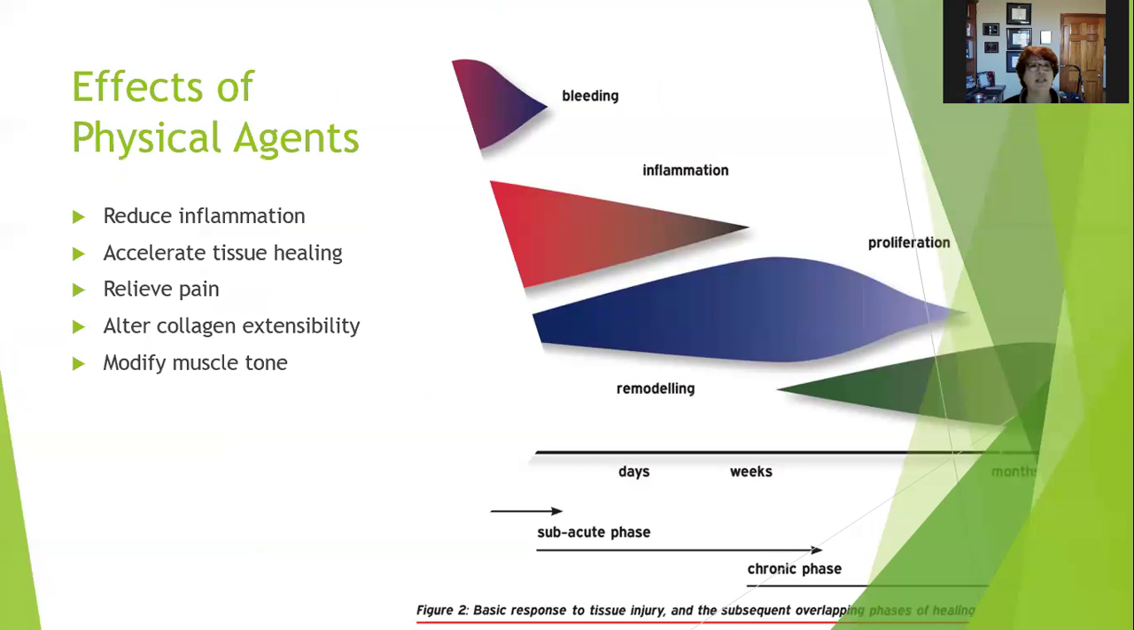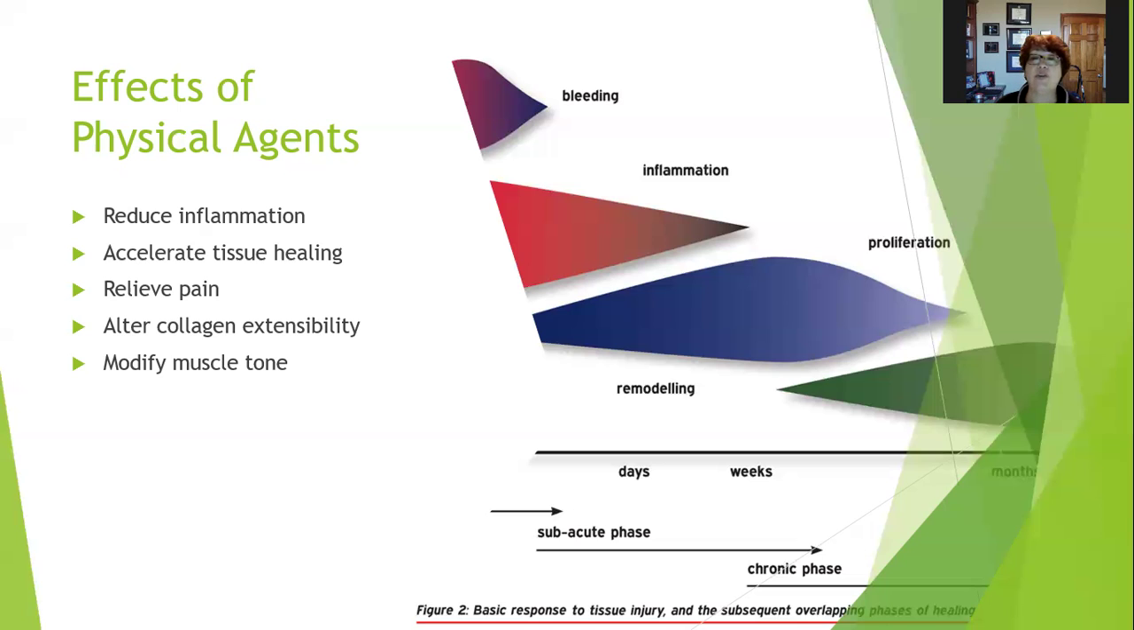Physical agents can do a lot of things. They can reduce inflammation, accelerate tissue healing, relieve pain, alter collagen extensibility, and modify muscle tone. So, even though physical agents are not used as much in PT as they have been in the past, they are still useful for a lot of things. One of the things that is probably not used as much as it used to be is electrical stim, but in neuro rehab, electrical stim can be one of the primary things that you do for modifying muscle tone.